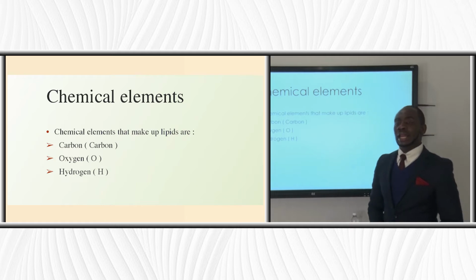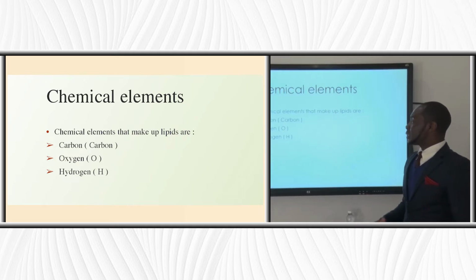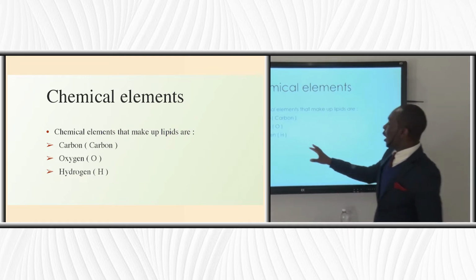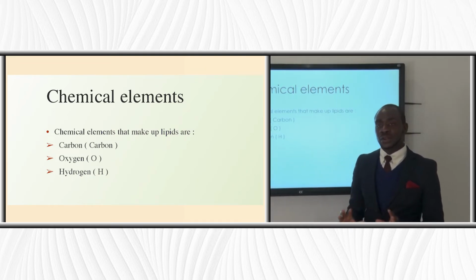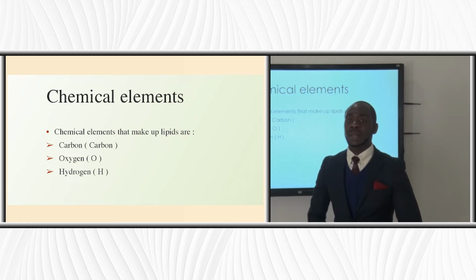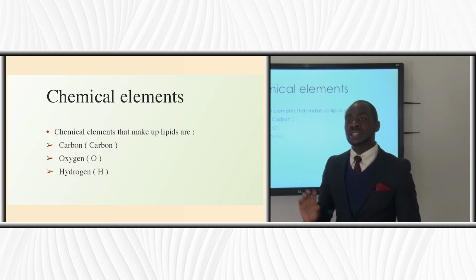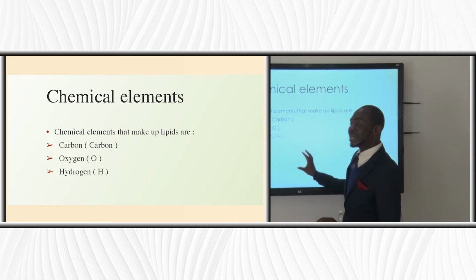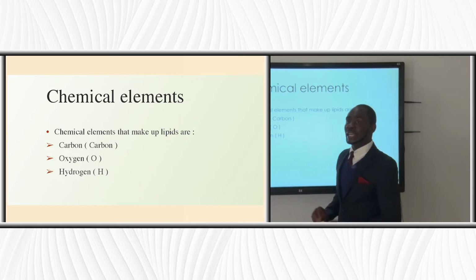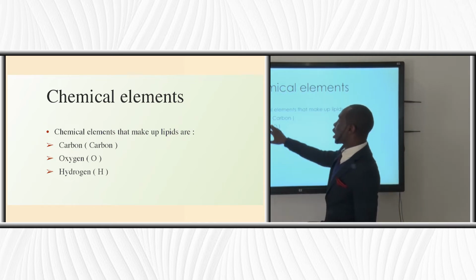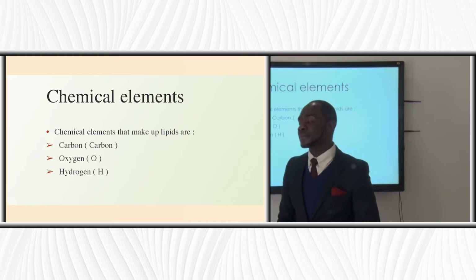Let's look at the chemical elements that make up lipids. Chemical elements that make up lipids are carbon, oxygen, and hydrogen. These are the 3 chemical elements that make up lipids. As you can see, when you look at carbohydrates and lipids, they have the same chemical elements which make them up. The only difference is that in lipids we have more carbon to hydrogen bonds as compared to carbohydrates.